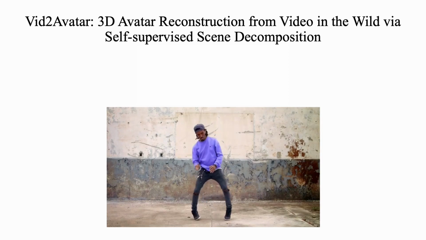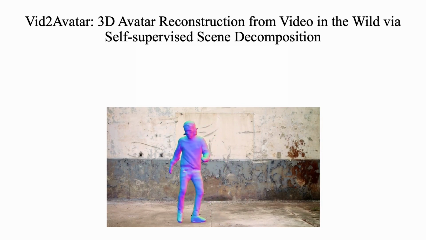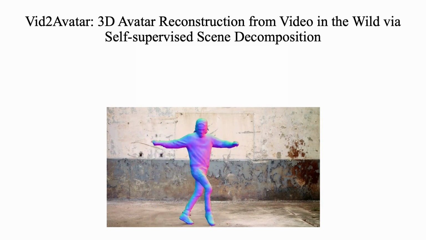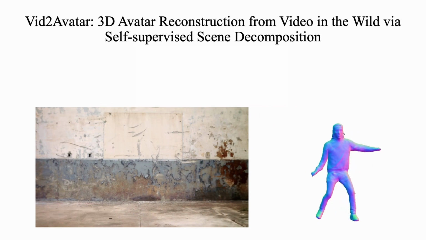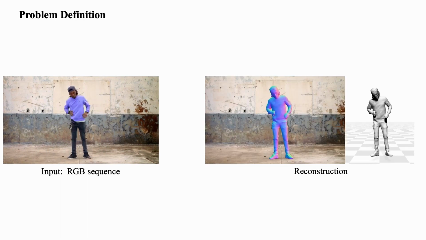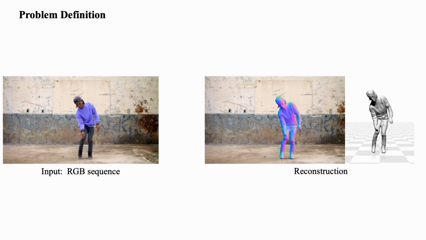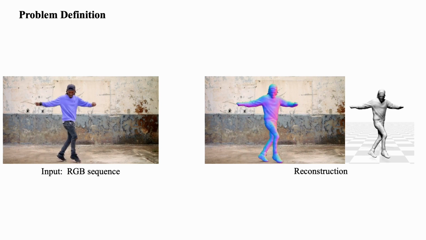In this paper, we present Vid2Avatar, a method for the reconstruction of 3D avatars from videos in the wild via self-supervised scene decomposition. Given a single RGB video sequence, we reconstruct the detailed 3D surface geometry. However, reconstructing humans that move naturally and doing so from monocular videos is difficult.